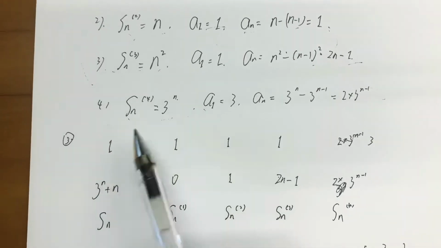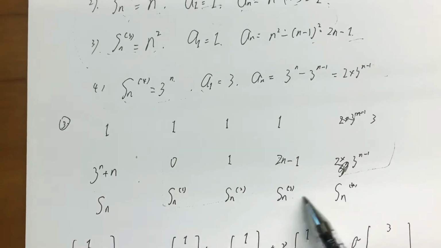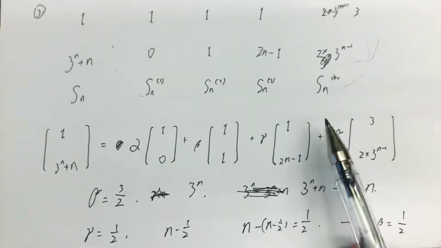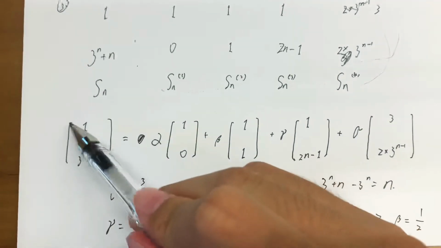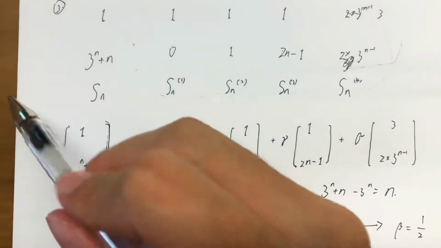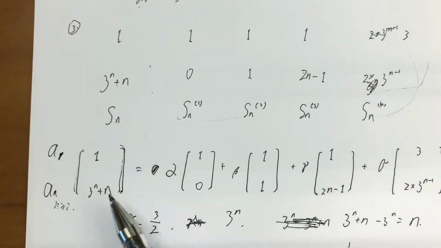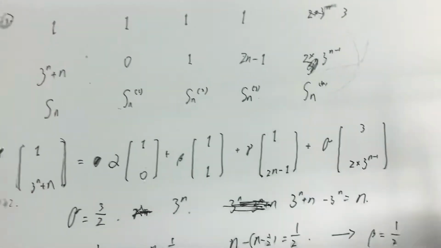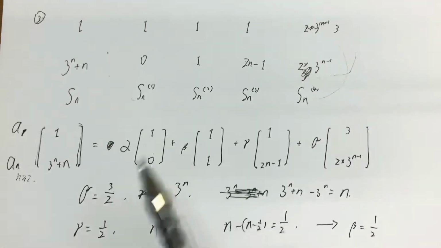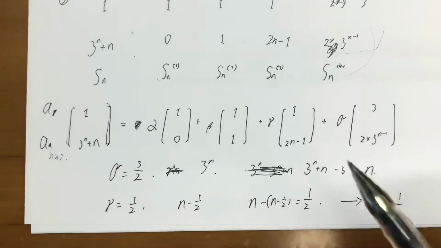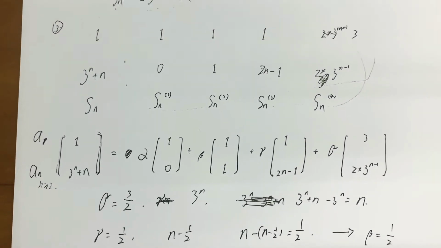So for Sn we have 1 and 3 power n, and we need to use a linear combination of these 4 to get Sn. So how do we form the linear combination? We still use the same method as in last class. We use this symbol to represent a1 and that is an for n bigger than 2. And for alpha, beta, gamma and theta, we first need to solve. We first need to observe which power is unique. By finding the unique power, we can first get the solution of the very simple and easiest variable.